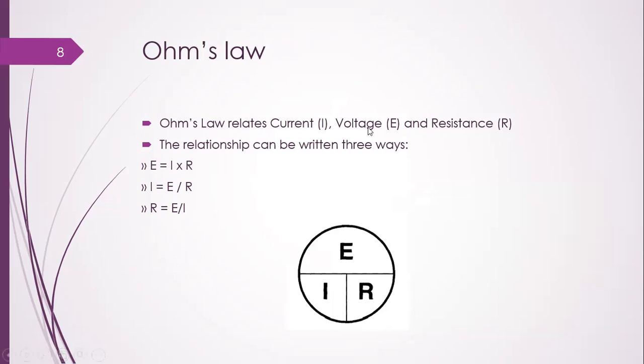Ohm's law relates current I, voltage E, and resistance R. The relationship between the three can be written in three ways: E equal to I into R, that is V is equal to IR. Another way, this expression can be arranged so that I is equal to E upon R, that is V upon R, and R is equal to E upon I, we can say V upon I.